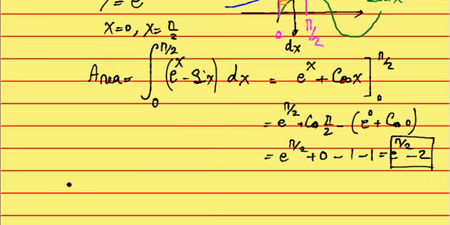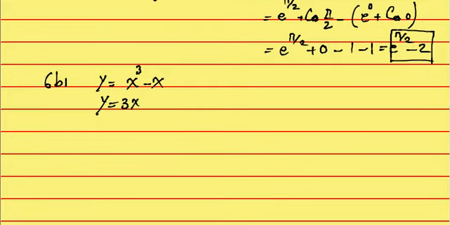Next one, a bit more complicated, problem 6b. Area between y equals x cubed minus x and y equals 3x. Again, a picture is not absolutely essential, but it would be rather hard to see what's going on without the picture. X cubed minus x, what's the picture of that? Well, you go ahead, find the x-intercepts of it. It's like 0, minus 1, and 1.